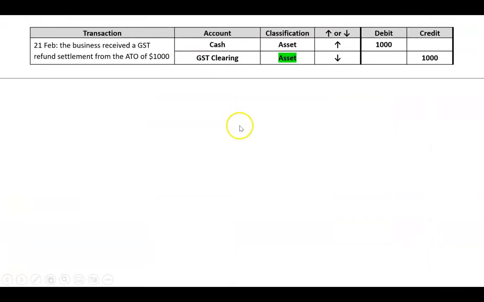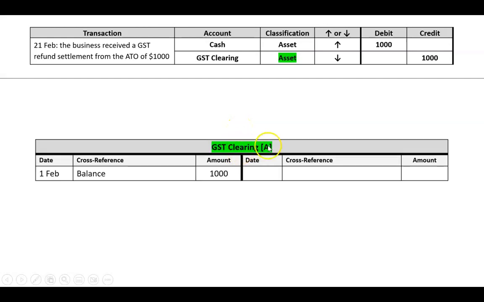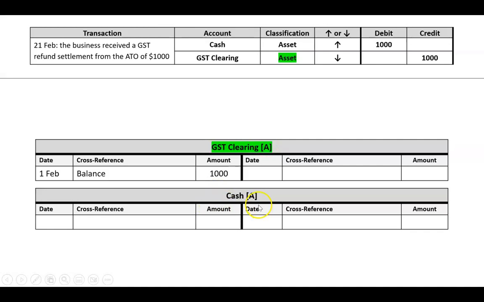All right, so what would that look like now in our ledgers? Well, we're going to need a GST clearing account, which is an asset in this case, and a cash account. So let's take the first entry. We're going to go to cash on the 21st of February and do a debit of $1,000 here. So we can see 1,000, 21st of Feb. Then we're going to go to GST clearing and do a credit on the 21st here. I'm leaving the references till last. You can do them in whatever order.